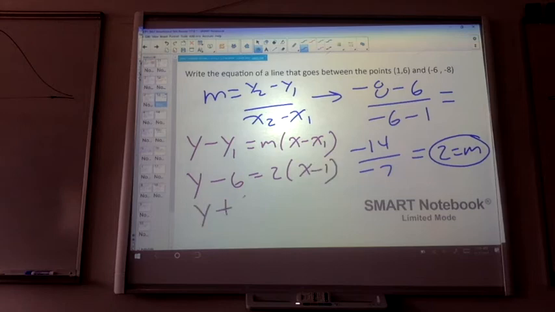Why do both answers work? They give you the same answer. If you were to solve it, you would get y equals mx plus b. So either of these is the correct answer.